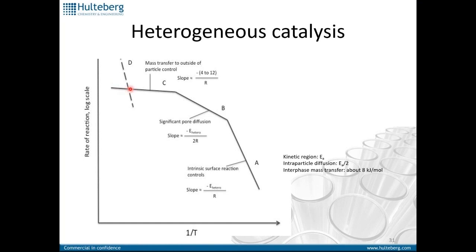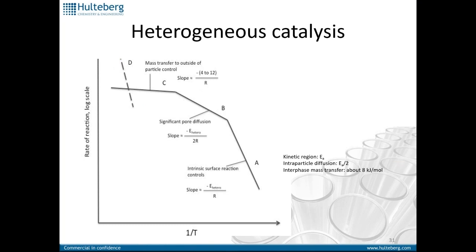It's how fast you're transferring things from the bulk to the surface of the catalyst, which is the same for any catalyst. And then you get a fixed value, something between 4 to 12 divided by R. It depends on the size of the molecules, etc. And of course, you can go into a final regime. If you continue to heat, you will actually start to see a homogeneous phase reaction, but that's not something we consider here.